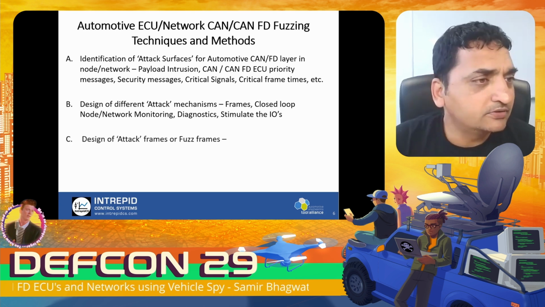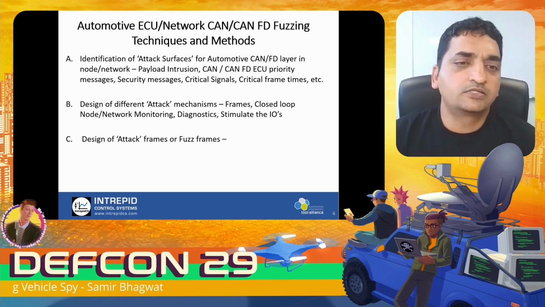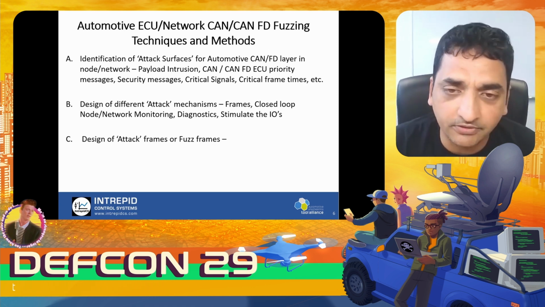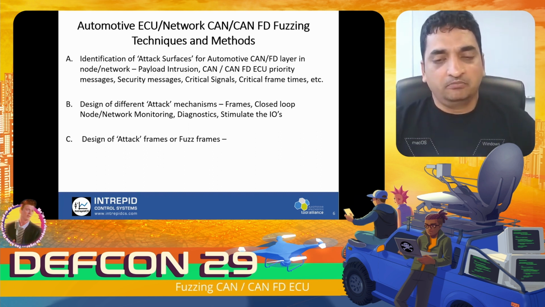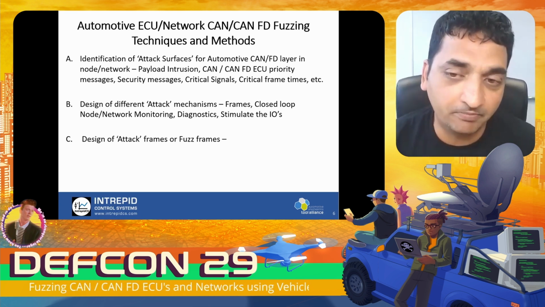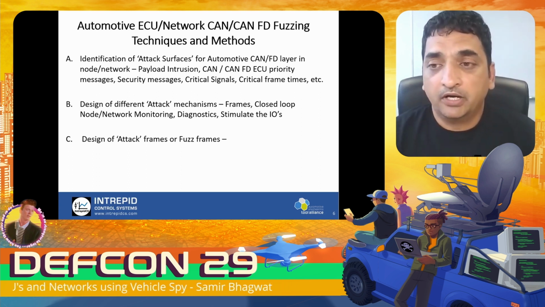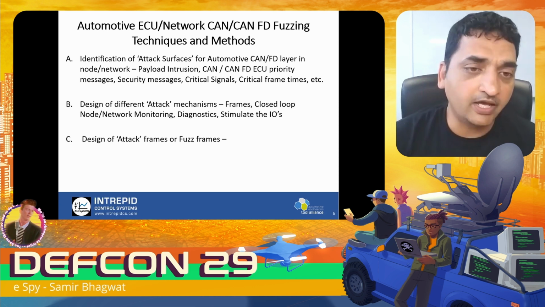So for example, it's important that we thoroughly study to identify all possible attack surfaces. Some of the examples I can give is to focus on payload data bytes. For example, the payload, the content itself of the frame, which is going to be consumed by different nodes. Then frame priorities, those are based on the arbitration IDs on CAN.